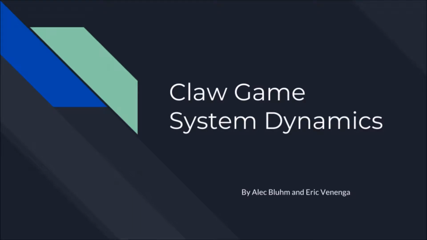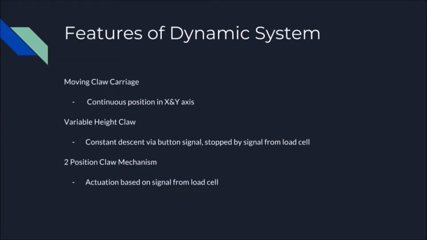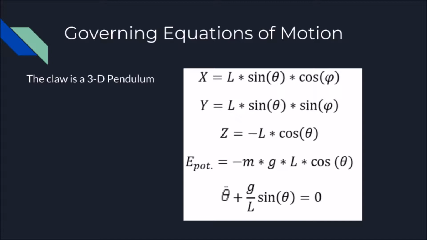And I'm Alec Bluhm, and we did our controls project based on the dynamics of an arcade claw game. There are three distinct features of the dynamic system. The first feature is a moving claw carriage with a continuous position in the X and Y axes. The second is a variable claw height, which is actuated via a button press, which is stopped by the signal to the load cell. The third feature is a two-position claw mechanism with actuation based on signal from the load cell. The claw is essentially a 3D pendulum, and will follow the equations of motions laid out to the right.